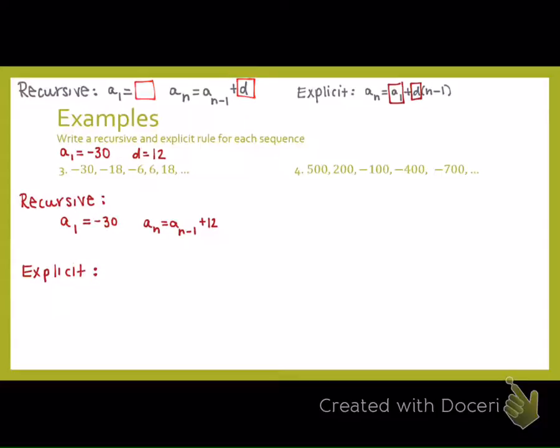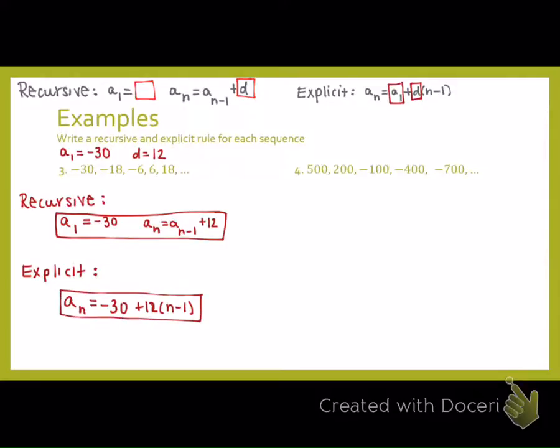So the explicit formula. We don't replace a sub n. A sub 1, what is my first term? Negative 30. I'll circle my answer too. Yeah, we're not in the next problem yet. We still haven't finished this one. What's my common difference? So we do plus 12, and then we do not change anything in the parentheses. So it's 12 times n minus 1. That's all you have to have there. So that's writing the recursive and explicit formulas.